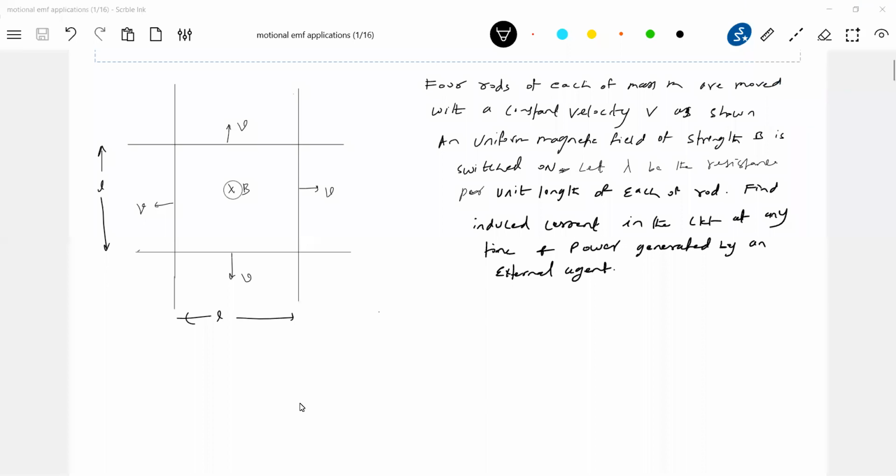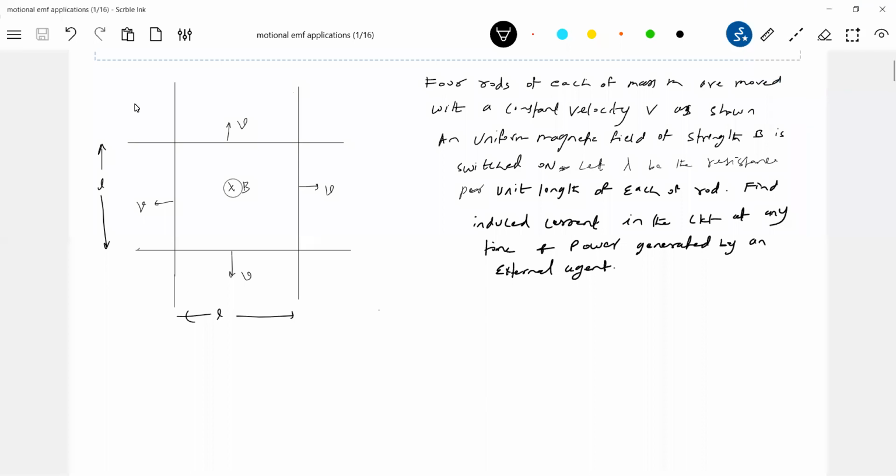There's nothing called a loop here, no. So you are going to come across problems where there won't be a loop, not like the specific rectangular or circular ones we have seen. As the rods are moved with a velocity v, what will happen to the area enclosed by the loop? So where is the loop here?